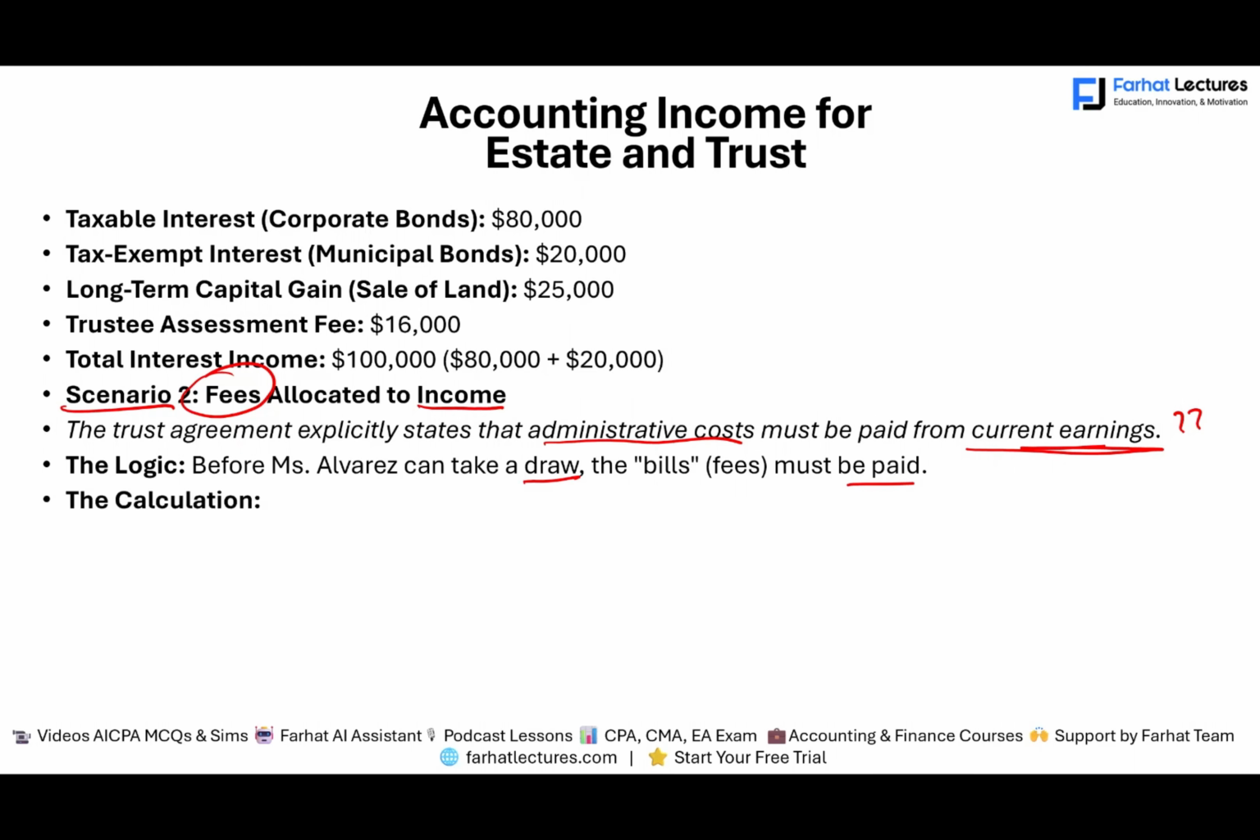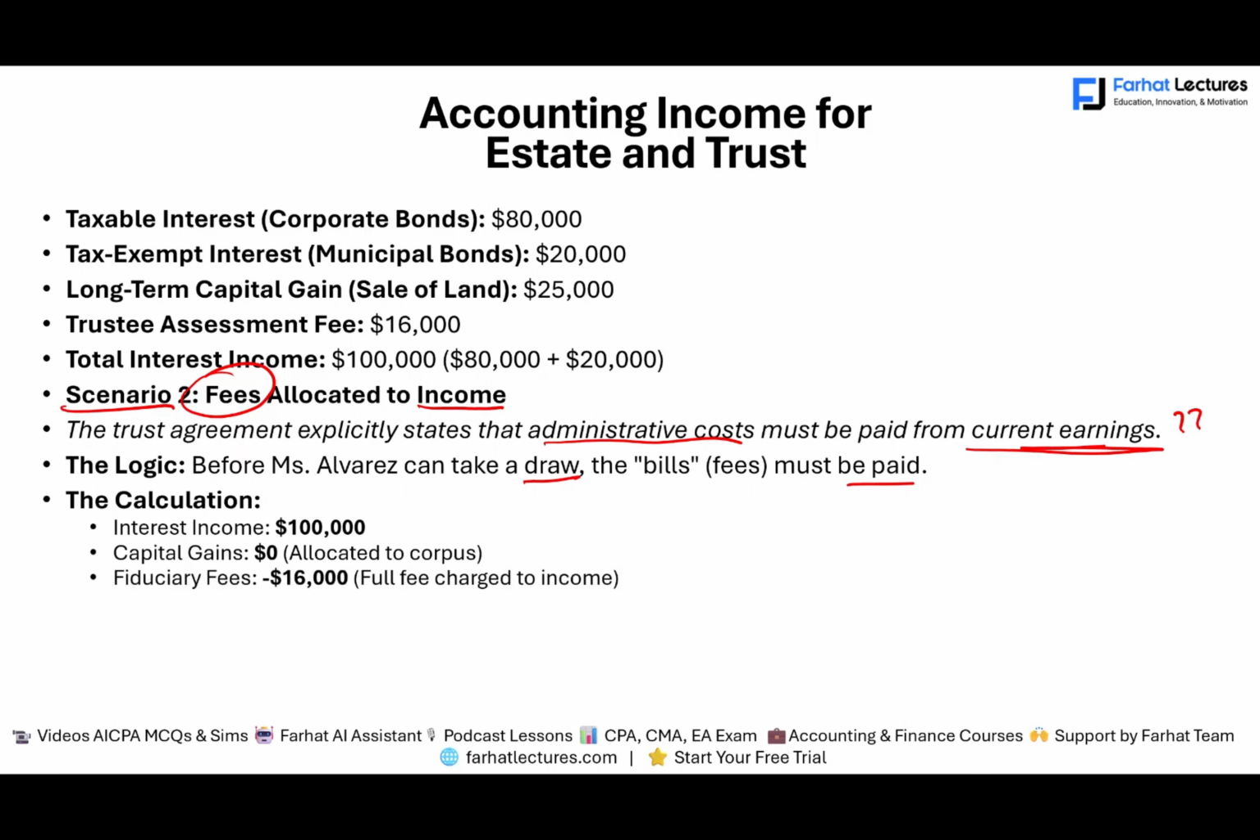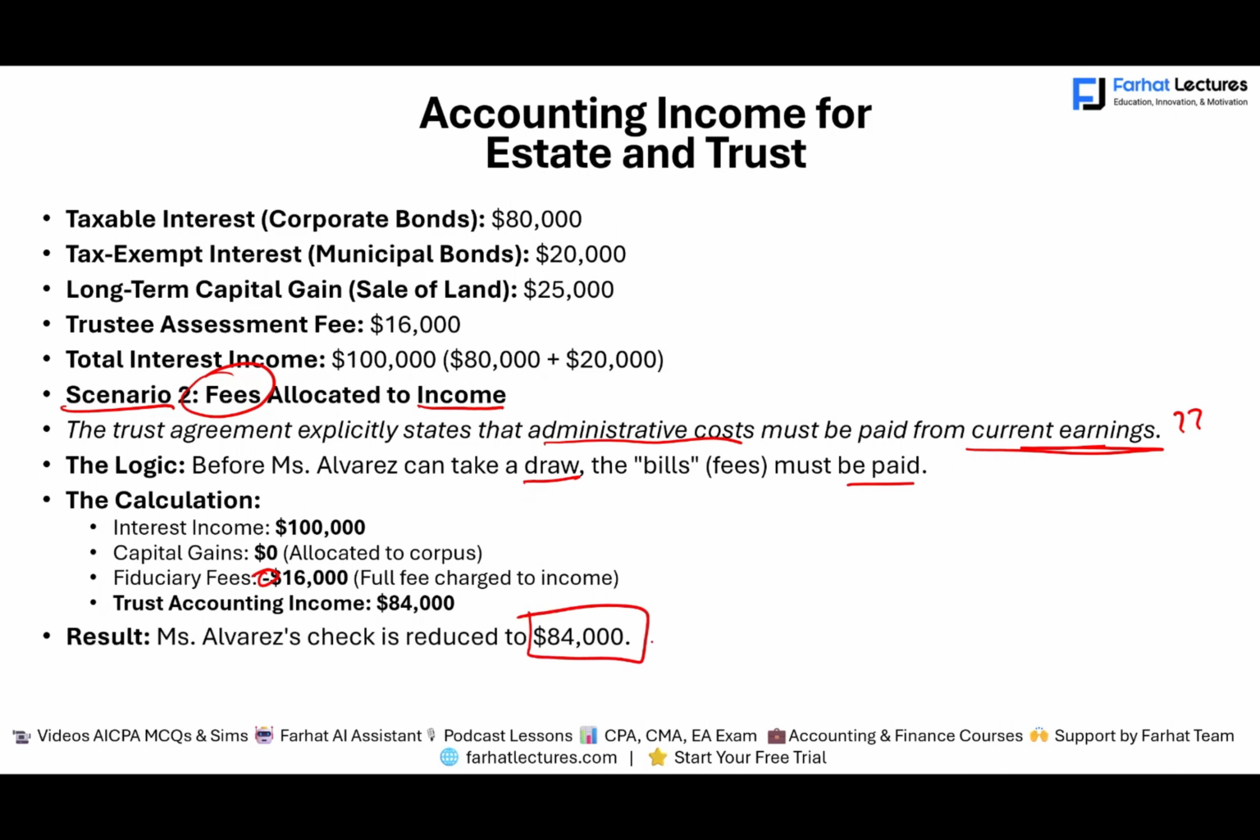So what would Ms. Alvarez's income look like? We have interest income of 100,000 minus, notice here, minus 16,000 full fee charged to income. What's left to her is 84,000. So Ms. Alvarez's check is reduced to 84,000 as she is responsible for paying the fees under this scenario.